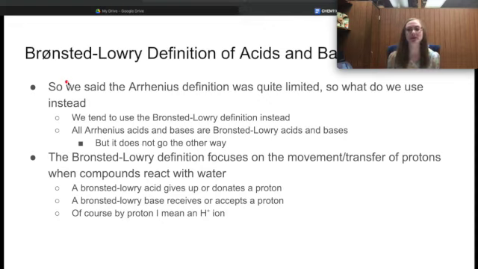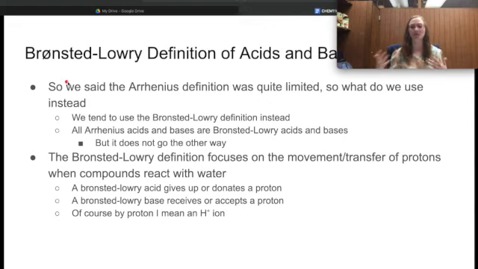I also want to make sure that you know that all Arrhenius acids and bases are Bronsted-Lowry acids and bases, but it does not go the other way. For example, NH3, ammonia, fits the definition of a Bronsted-Lowry base, but does not fit the definition of an Arrhenius base. If you think about it, all squares are rectangles, but not all rectangles are squares. It's kind of the same thing here. All Arrhenius acids and bases are Bronsted-Lowry acids and bases, but not all Bronsted-Lowry acids and bases are Arrhenius acids and bases.